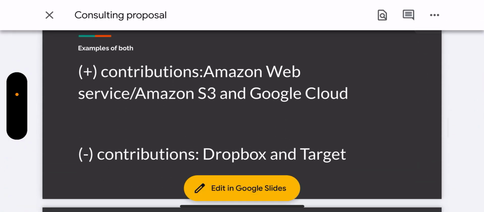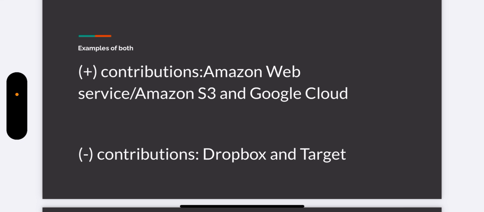The positive contributions, the negative contributions, so examples of both. For this one, I provided an example of Amazon Web Services, Amazon S3, and Google Cloud. Amazon S3 is a simple storage service. Essentially, it's a cloud service which is highly scalable, reliable, fast, and also inexpensive.